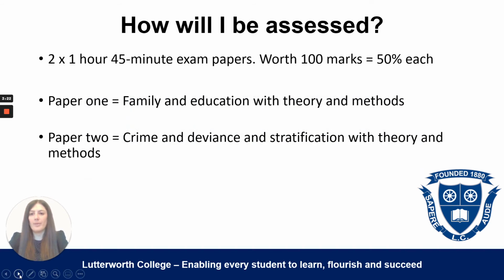So, how will you be assessed? There's no coursework, which people always ask. However, there are 2 exams which you will sit in Year 11, both worth 50% each. The exams are 1 hour and 45 minutes long, and they are constructed into 2 papers. Paper 1 is family and education, with theory and methods. Paper 2 is crime and deviance and stratification, again with theory and methods.